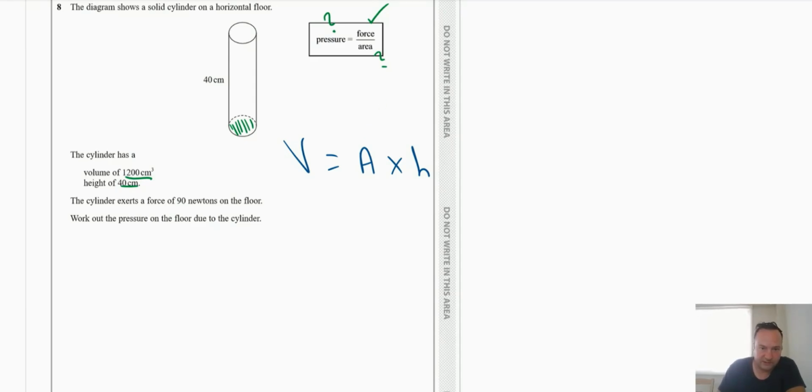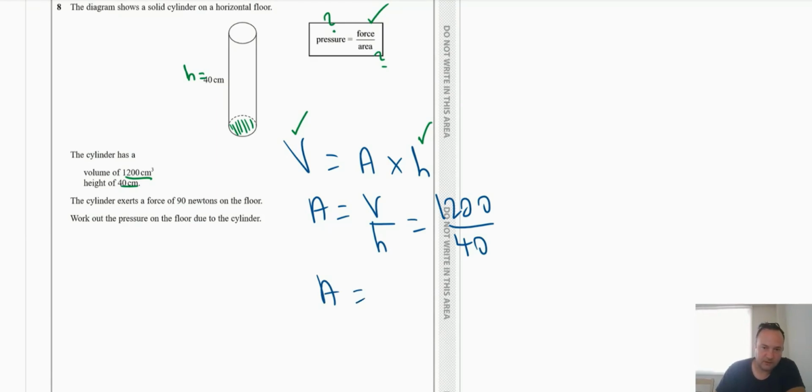Or should I say the volume. We also know that the height is 40 centimetres. So we can work out the cross-sectional area by taking the volume and dividing that by the height. The volume is 1200 and the height is 40. And we can see 1200 divided by 40 is the same as 120 over 4, if we divide the top and bottom by 10. We know that 12 over 4 is 3, so 120 divided by 4 is 30. So that means that the area must therefore be 30 centimetres squared.